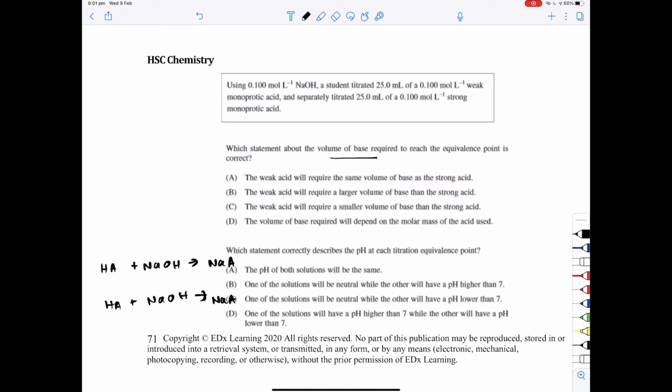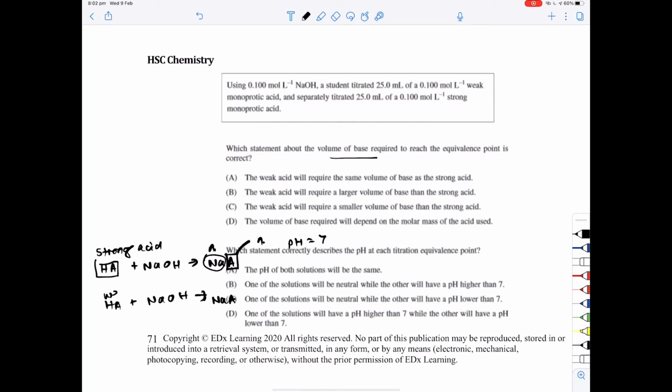But Alphys, if this is a strong acid, right? This HA is a strong acid. So what does it tell you about the A, which is the conjugate base? Maybe very weak. Very weak or neutral. And we know the sodium is always neutral. So for the strong acid, strong base titration, the pH will be 7, aka neutral, at the equivalence point, right?